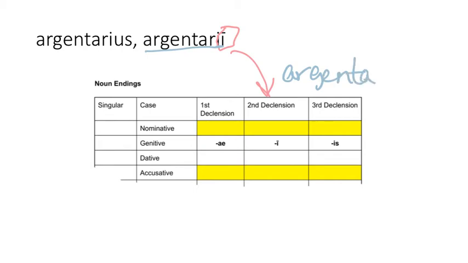Argentar. And then if we go down here, am, um, em. So argentarium. We're going to do this one without even putting the chart up. Hopefully you have it memorized. If not, you can go look at it again.